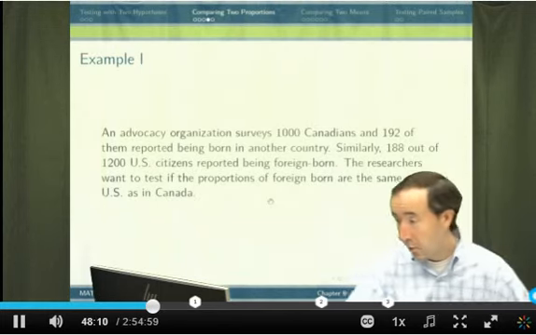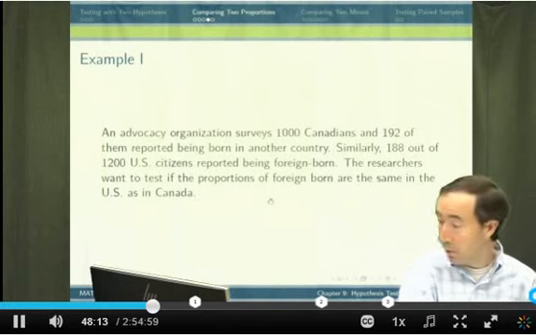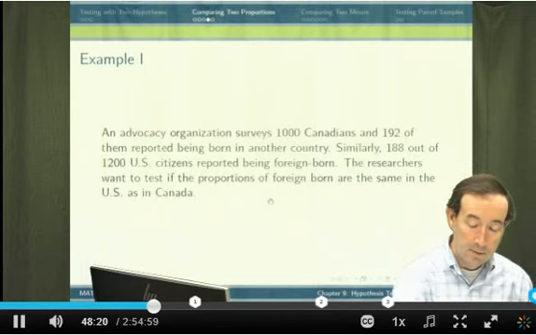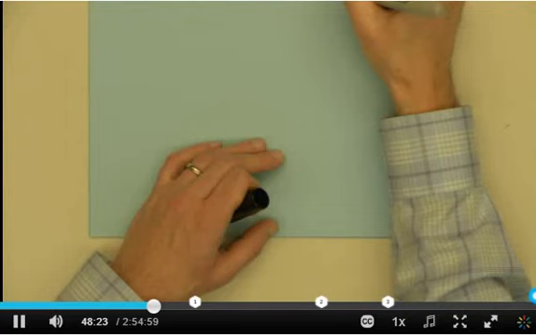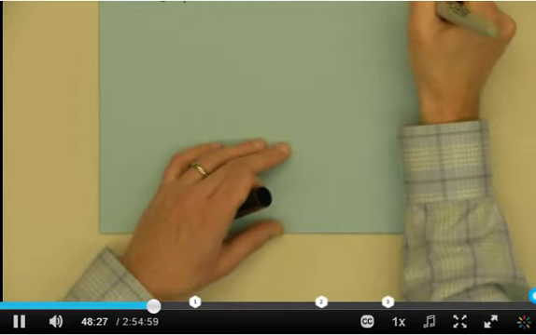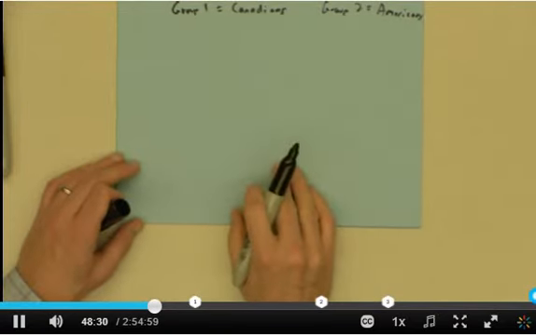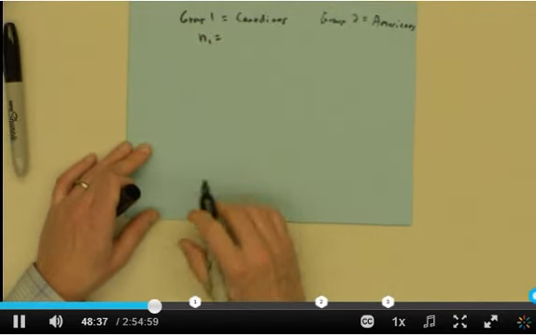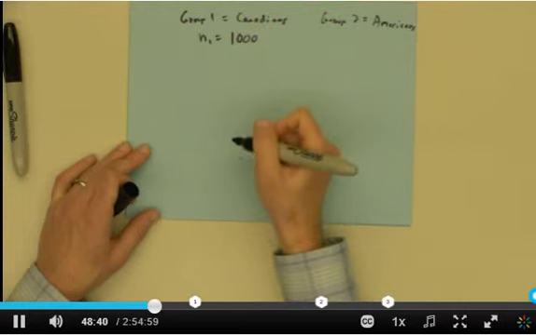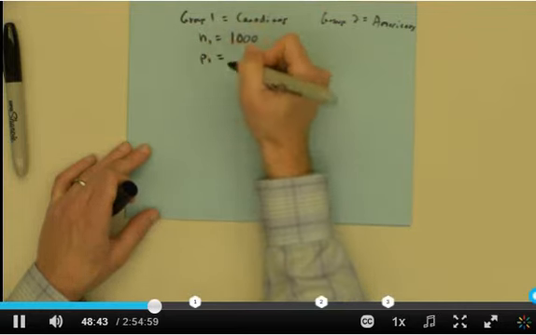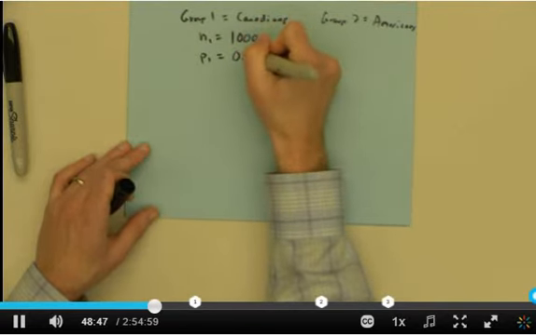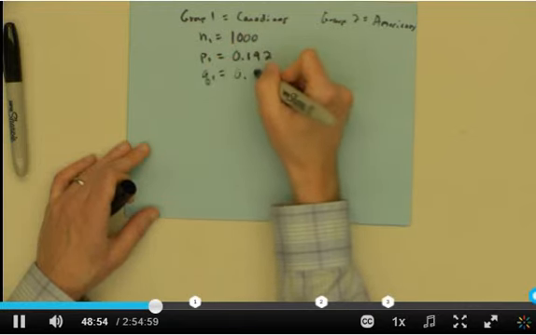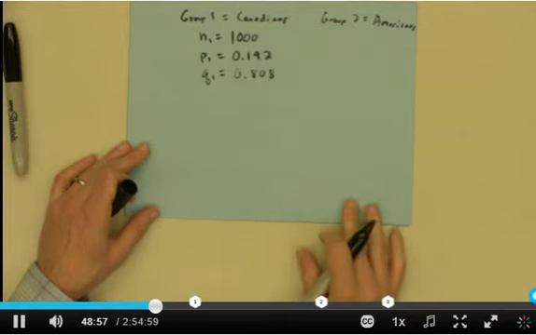All right. So let's start with what are my two groups here. Let's call group 1 the Canadians, and group 2 the Americans. Okay. All right. So how many did I sample from group 1? Sampled 1,000. And my success rate was 192 out of 1,000. And so then my failure rate was, let's see, 808.